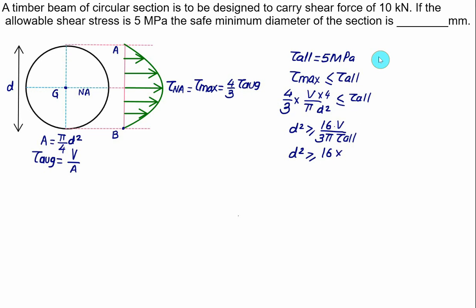So d square should be greater than or equal to 16 times shear force, here equal to 10 kilonewton, that is 10 into 10 to the power 3, divided by 3 pi, and we have allowable shear stress equal to 5 megapascal. Solve this and you will find the diameter, after taking the square root, should be greater than or equal to 58.27 mm.